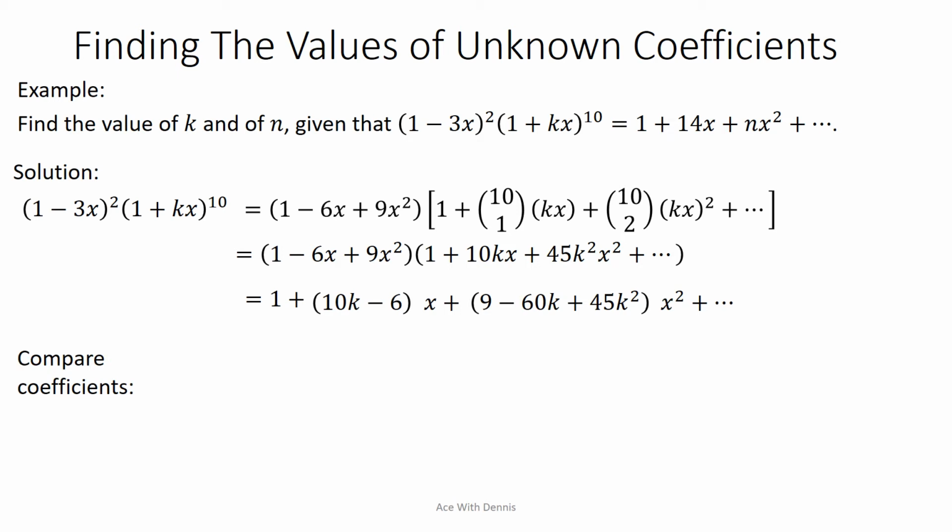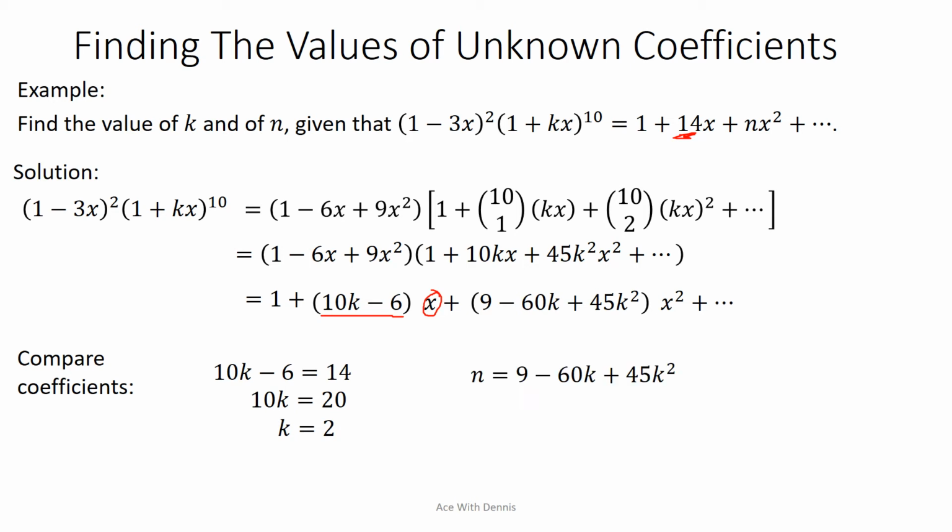Alright, now we compare the coefficients. So 10k minus 6 equals 14. How do we compare? This 10k minus 6 is the coefficient of the x, so it is 14. So 10k minus 6 equals 14. Therefore, 10k equals 20, k is 2.